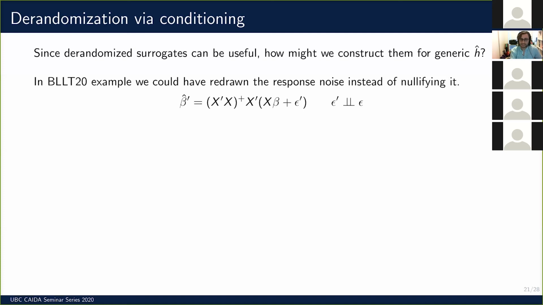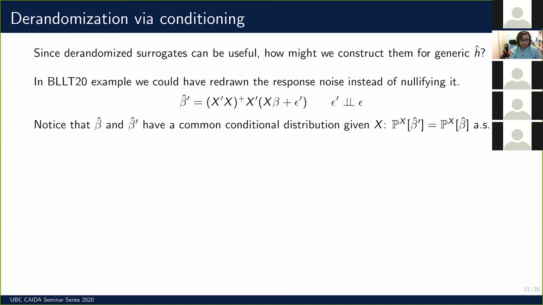So maybe we would generate beta hat prime, which looks like the same formula as beta hat, but the true response noise was replaced by an independent copy of the response noise. Similarly to beta hat naught that we saw before, we couldn't actually construct this in practice, but it's still a useful analytic tool in understanding the generalization error.